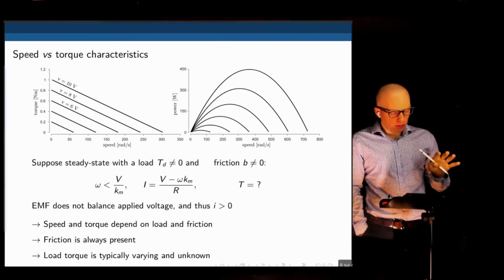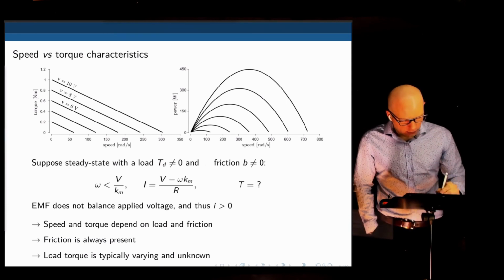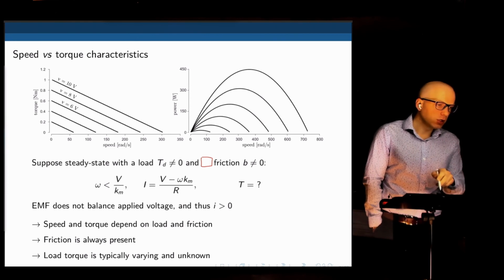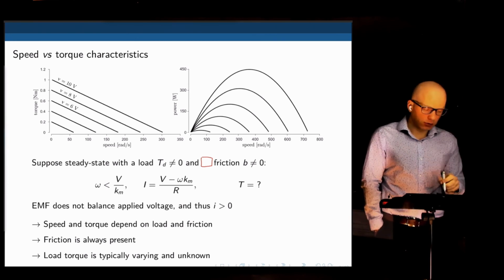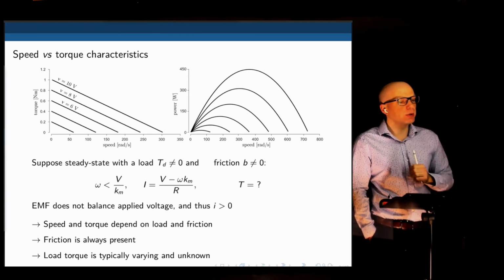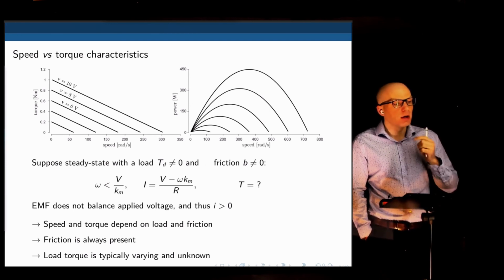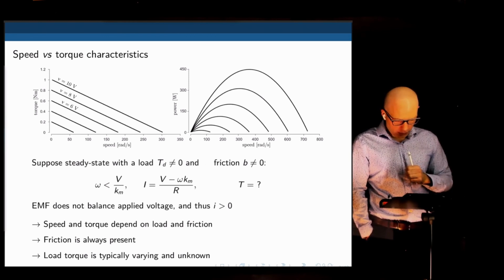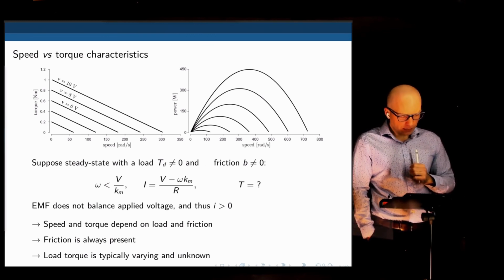Now let's go to a more realistic case. I don't know if I updated the copy you have. Now there is a "no" here that you can remove. There is friction, so the "no" there, just neglect it. And let's assume a more realistic scenario where we now have a load torque and we also have friction. They're both different than zero.